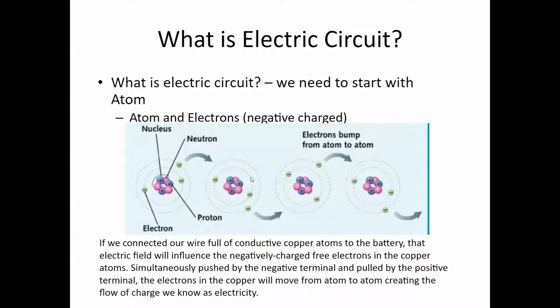Okay. So we have an atom which contains electrons. Electrons are the negatively charged particles. So when electrons move from atom to atom, it creates a flow of charge. This charge is called electricity.